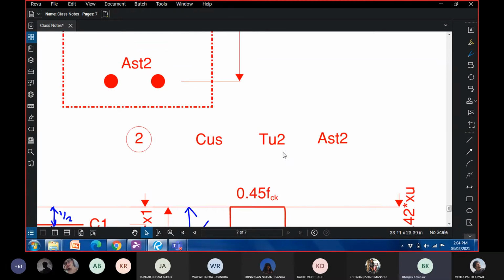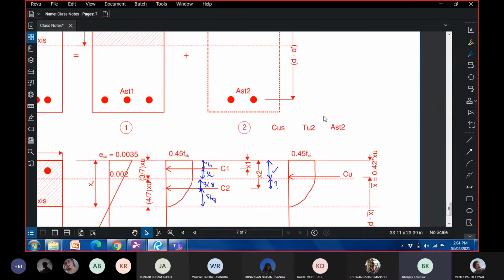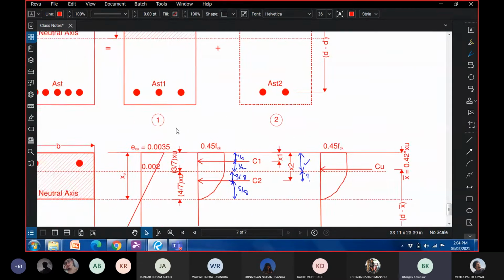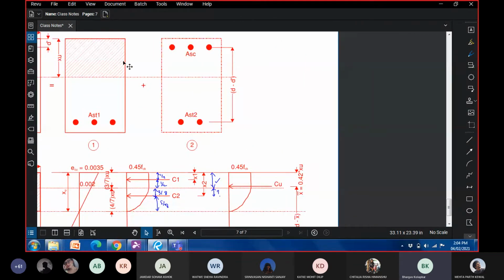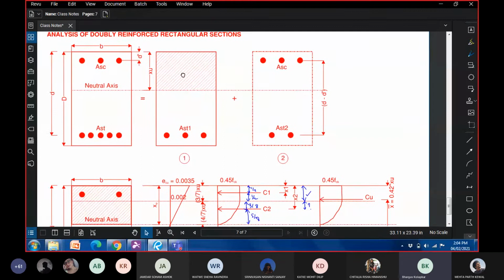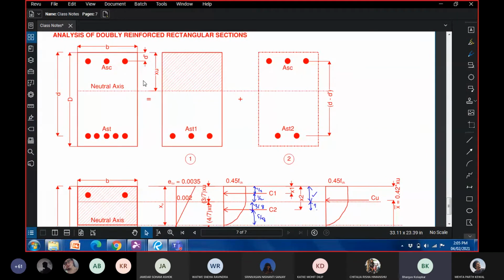So I'll just repeat. Section 1, a singly reinforced section with concrete resisting compression CUC balanced by tensile force TU1 provided by tension steel AST1. Section 2 is an imaginary section consisting of compression steel providing additional compressive force CUS, which is balanced by tensile force TU2 provided by tension steel AST2. Okay, it might sound like a lot of variables and parameters at the start, but the overall idea is very simple. We have just split one section into two sections.